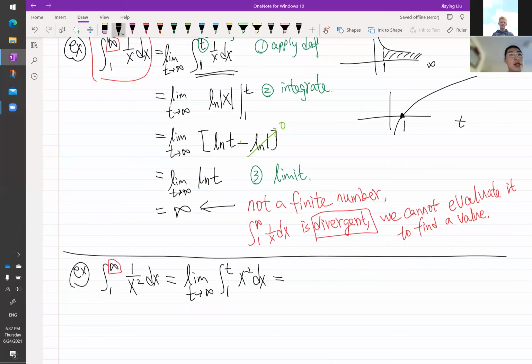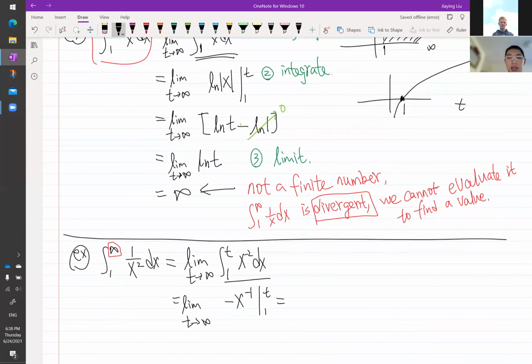Now I can integrate, so that becomes limit as t goes to infinity. The limit stays until the very end when we evaluate it, but the integral I can find. The antiderivative is negative x to the -1, evaluated from 1 to t. We take one more step by rewriting this as limit as t goes to infinity of -1 over x, evaluated from 1 to t.